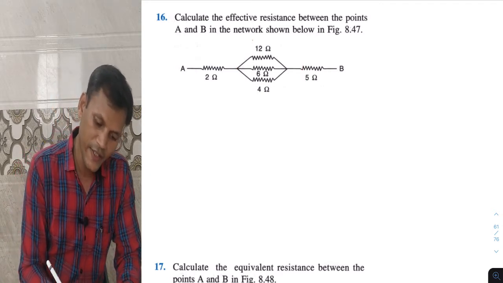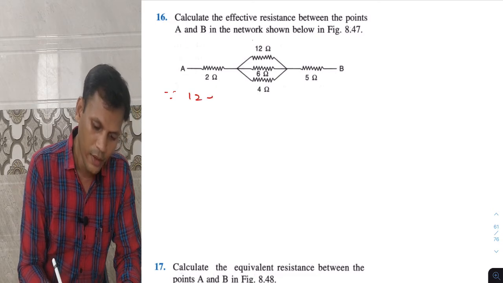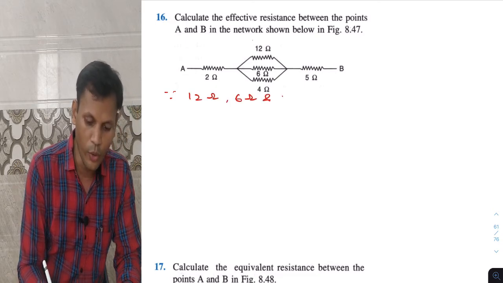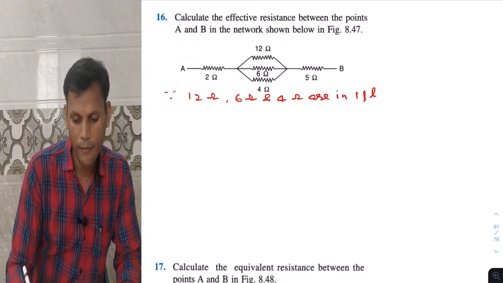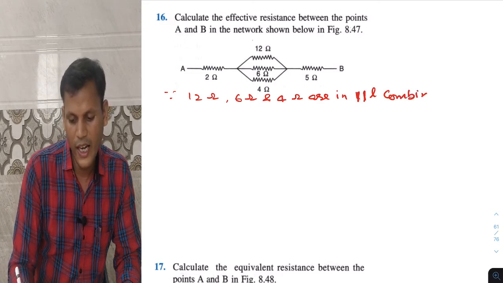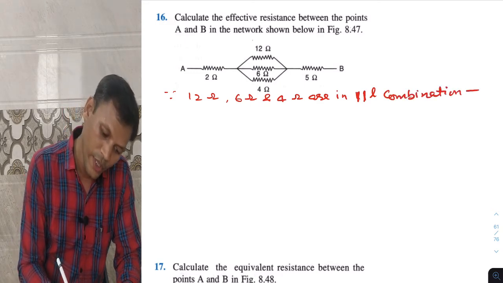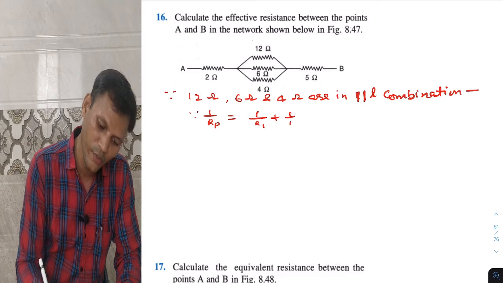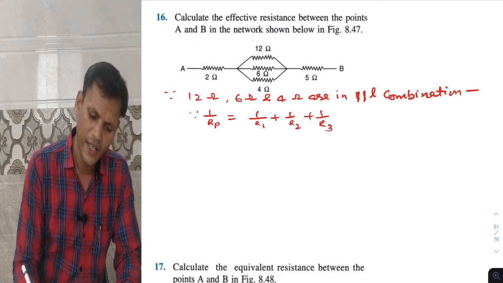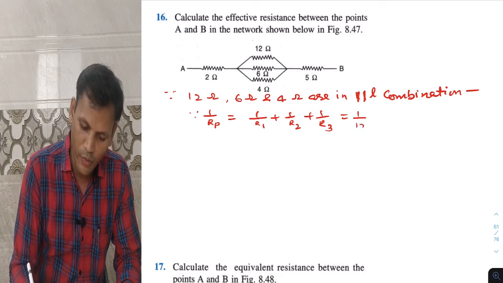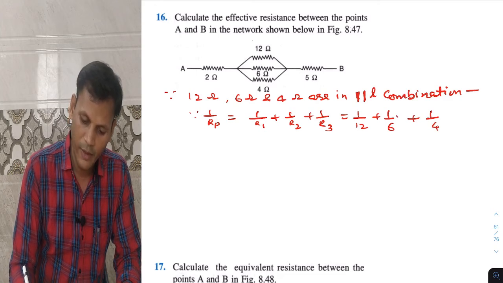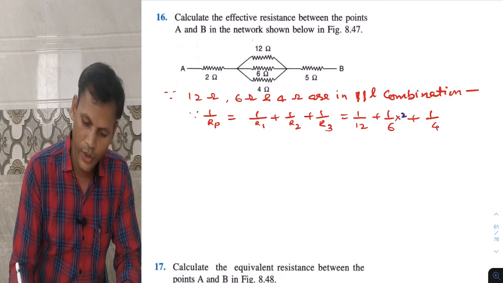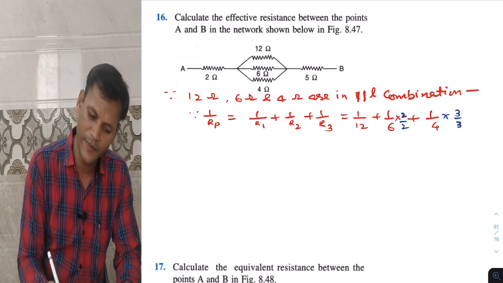So we can write, since 12 ohm, 6 ohm and 4 ohm are in parallel combination, and as they are in parallel combination, so we know, since 1 upon Rp is equals to 1 upon R1 plus 1 upon R2 plus 1 upon R3, three resistances are there. So it will be equals to 1 upon 12 plus 1 upon 6 plus 1 upon 4. So this multiplied by 2 and divided by 2 and this by 3 and by 3, because denominator becomes same.